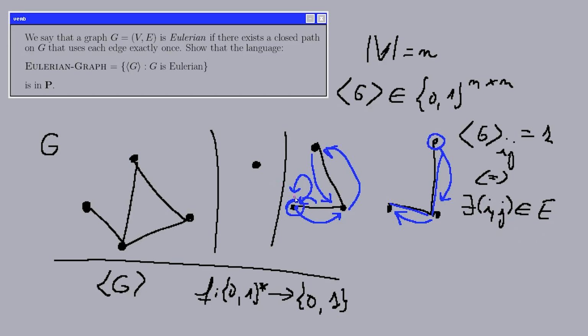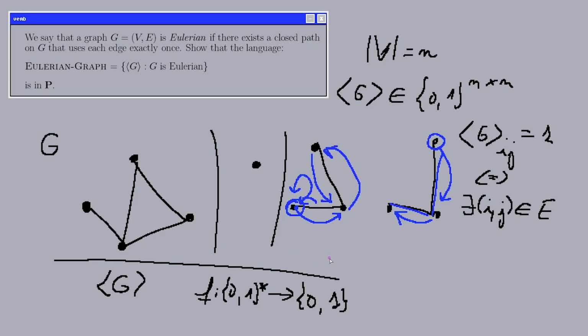And the last thing that we want to precise is that we want to prove that the language is in P, so that there exists a Turing machine that solves this problem. If you receive a graph as an input, or its binary encoding, you want to be able to output, yes, it is Eulerian, or no, it is not Eulerian, in polynomial time.